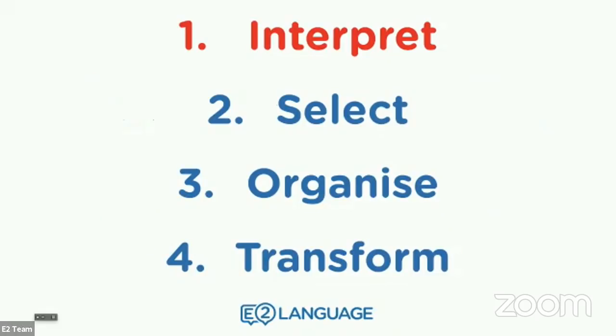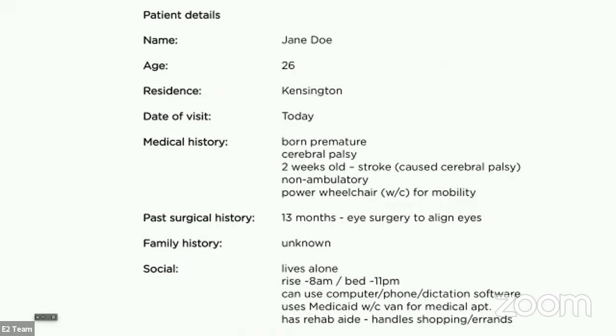You should be aware by now that there are 4 steps to the E2 Language OET writing method. The first one is to interpret the case notes. Then you select relevant case notes. Then you organize case notes logically before transforming them accurately. What does interpret mean? Well, interpret means this.